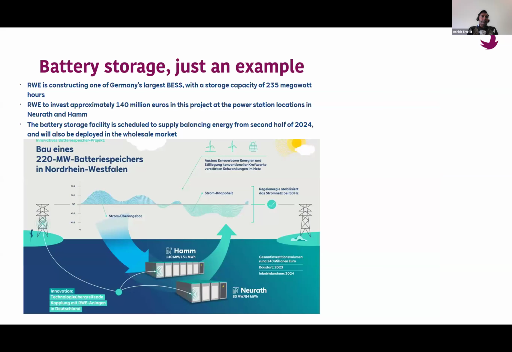I'm just taking an example here: in Germany, this is the largest battery energy storage system, with capacity up to 35 megawatt hours. You can imagine it's quite a huge capacity which they are adding. So this is happening. Utilities, discoms around the world, are adding battery storage to save surplus power which they are generating, to manage the variability of renewable energy generation, so that they can compensate for the variability part of that. So this is one example.